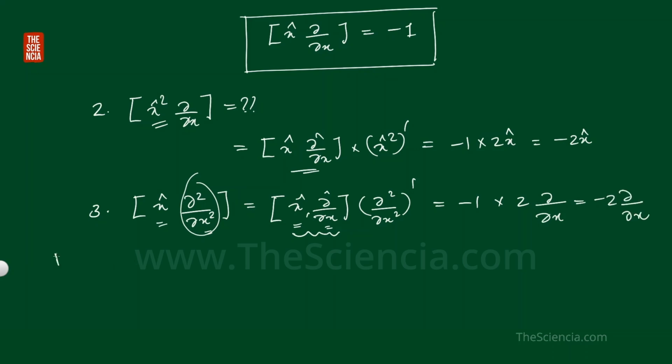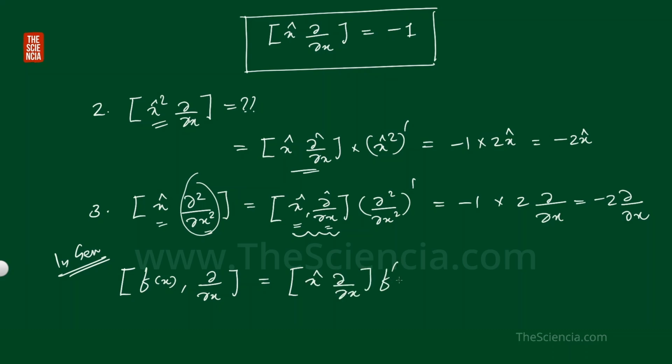So in general we can say, if it looks like f of x, ∂/∂x, the commutator bracket looks like this one, then this is equal to, we have to take the commutator of x̂ and ∂/∂x first, then we have to take the derivative of this function. So we will get minus f dash of x.